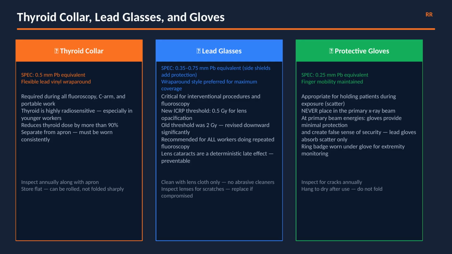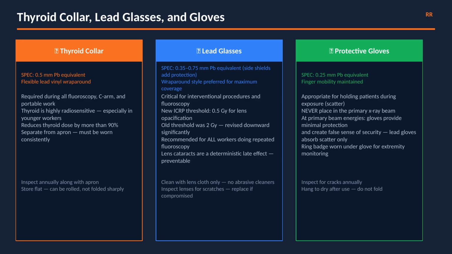Lead glasses, 0.35 to 0.75 millimeters lead equivalent. The NCRP lowered the occupational lens threshold for cataract formation from 2 gray to 0.5 gray. That is a 4-fold reduction. All workers performing repeated fluoroscopy should wear lead glasses.